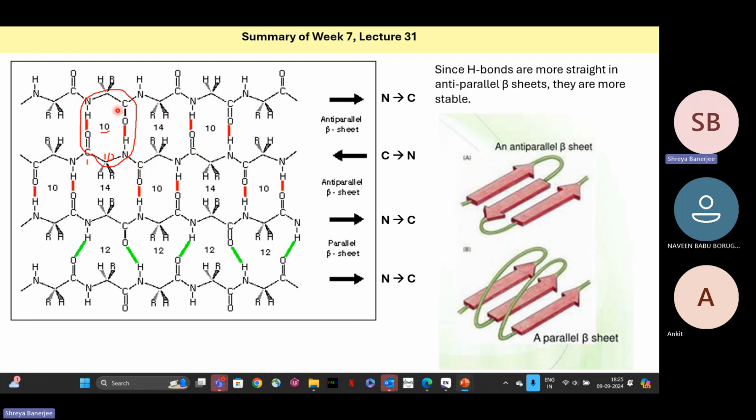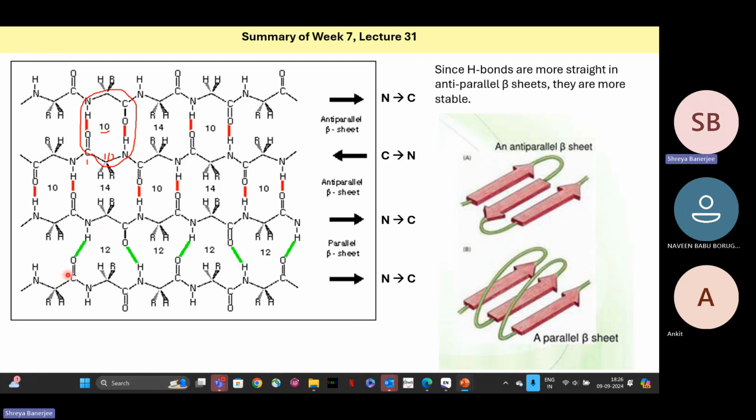So in antiparallel beta sheet, two kinds of cyclic hydrogen bonded structures are found, alternating 10 and 14 membered cyclic structures. You can see it is better illustrated in this antiparallel beta sheet. This is a 10-membered ring, this is a 14-membered ring. Again 10, again 14. So the pattern of hydrogen bonding is different, and that can often help to distinguish between the parallel and antiparallel beta sheet in NMR.